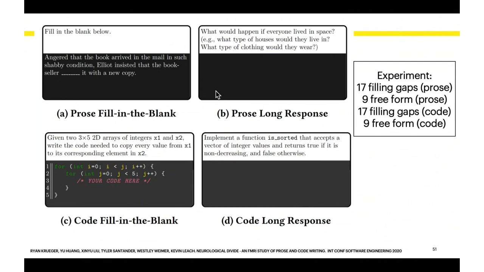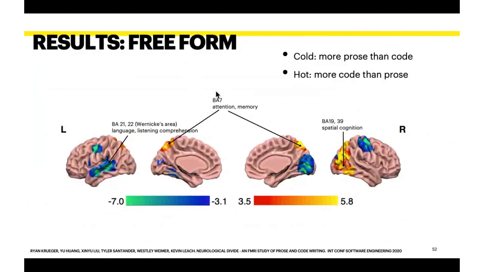So what are the results? Here we see the image of a human brain. So the two leftmost images show the left hemisphere, two rightmost images show the right hemisphere.